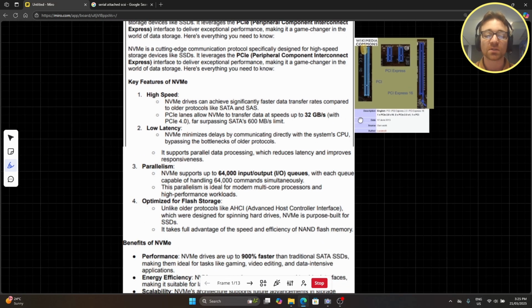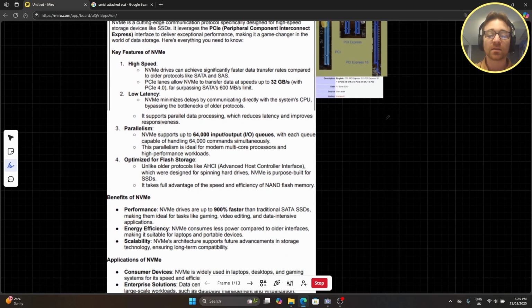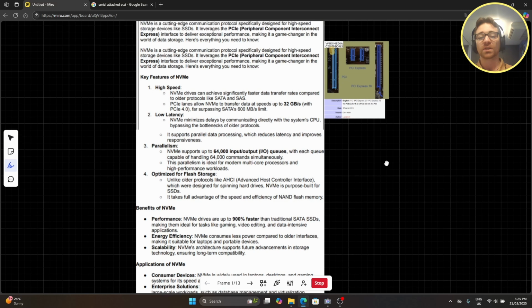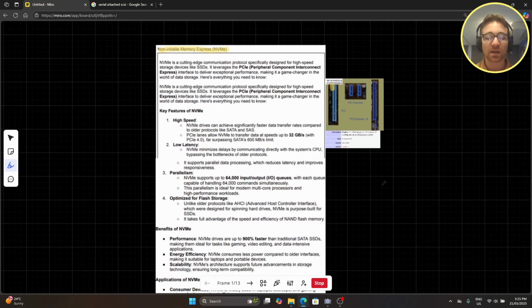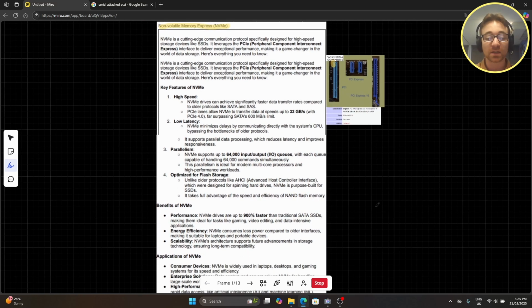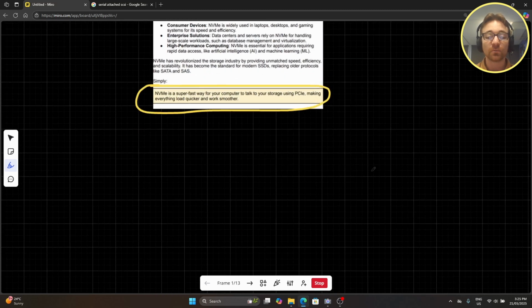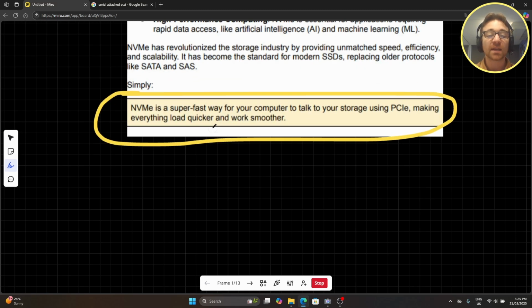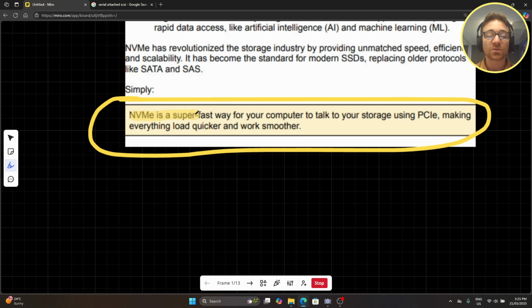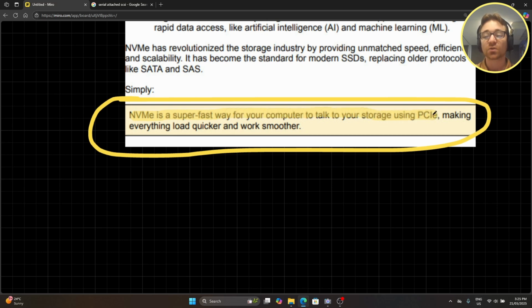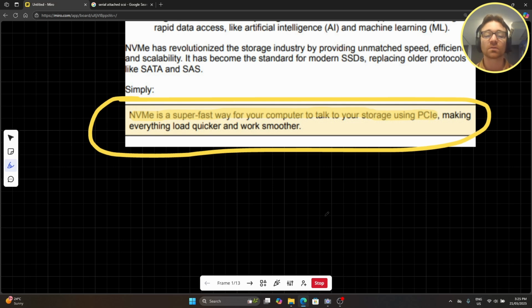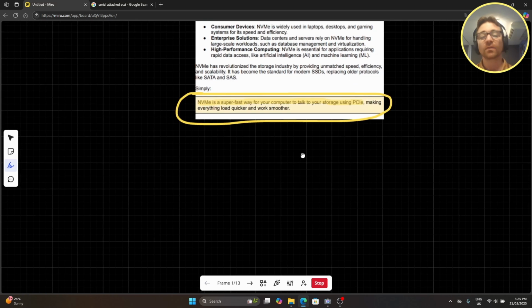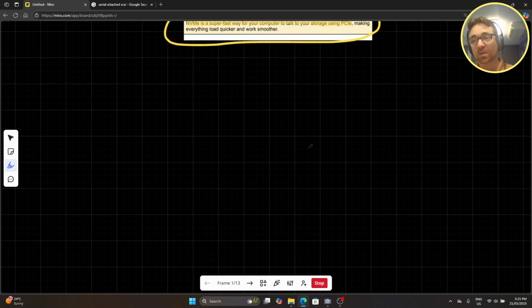You can pause and read these notes, but at a broad overview, that's pretty much what you need to know for your exam. Anything more specific than that, I don't think so. But to be safe, you can pause and read. I'm going to go ahead and move on though. Actually, yeah, this is what I just said. NVMe is a super fast way for your computer to talk to your storage using PCIe. So it makes use of PCIe to talk to your storage in a really super fast way. That's a simple way for you to understand it. And for your exam, that's pretty much what you need to know.